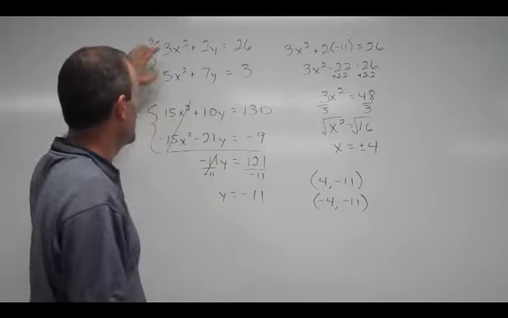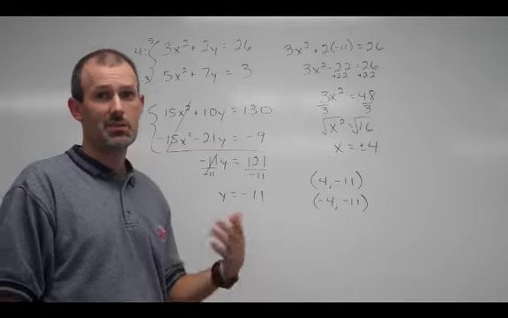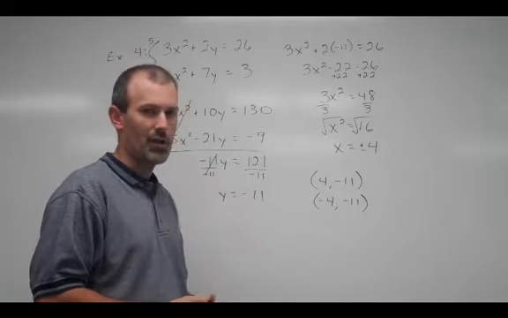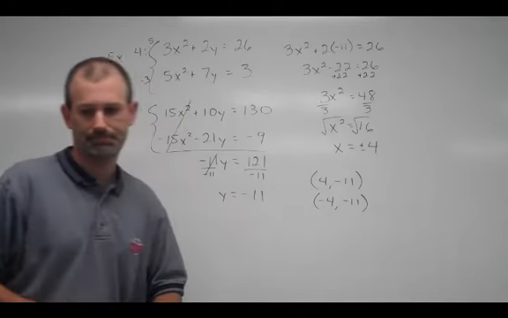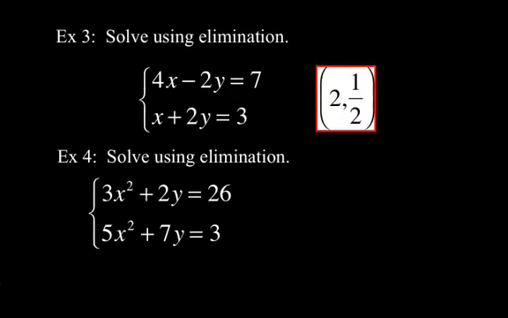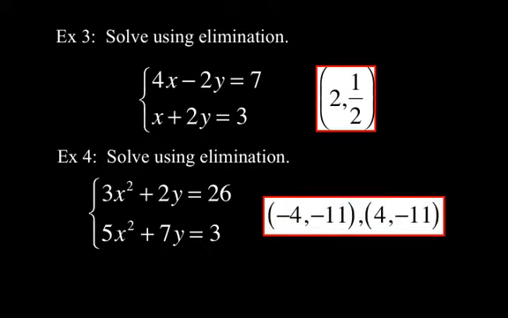And if you think about it, these are both parabolas, so it's very possible that they intersect more than one time. And in this case, if you think about the graph, they intersect twice. The answer to example 3 is 2 comma 1/2. And then we again get two answers in example 4, and this is negative 4 comma negative 11 and positive 4 comma negative 11.